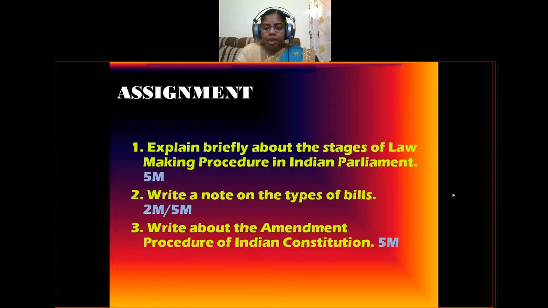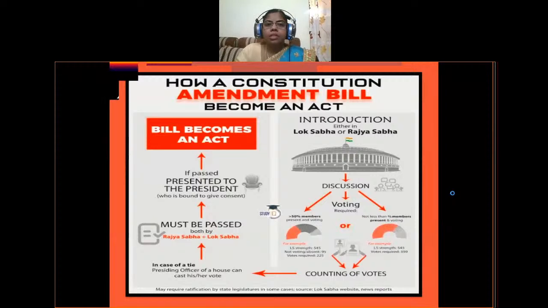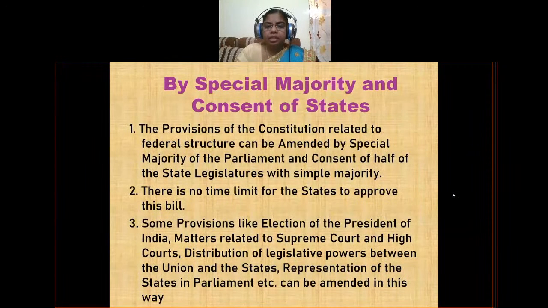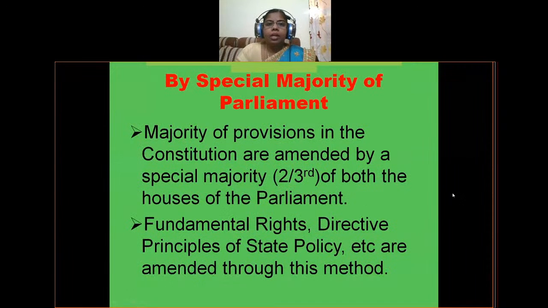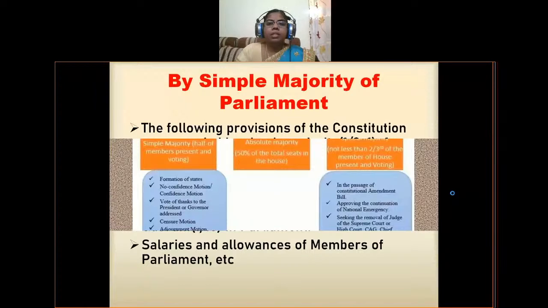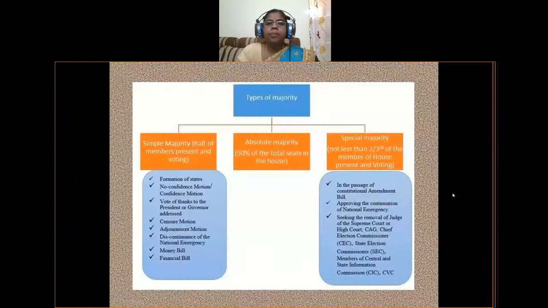So let us recall all the topics which you have learned today. This is a constitutional amendment bill becoming an act, and this is by special majority and consent of the states. This is the third method of amending the constitution, and this is the second method, by special majority of parliament, and this is the first method of constitution amendment, by simple majority of the parliament. And these are the types of majority: simple majority, absolute majority, and special majority.